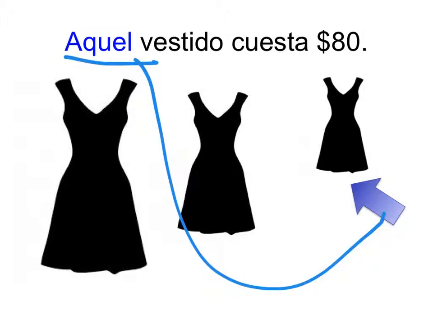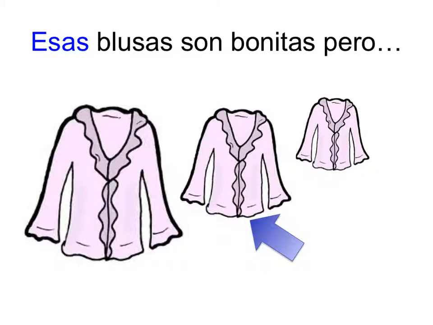And if you're going to use aquel as the noun to replace, just saying that one, not that dress, that one, your accent is going to go over the E when you replace it. You don't need to know that for the test, but it is on the super site. And that information I'm referring to is on page 157. Esas blusas son bonitas.